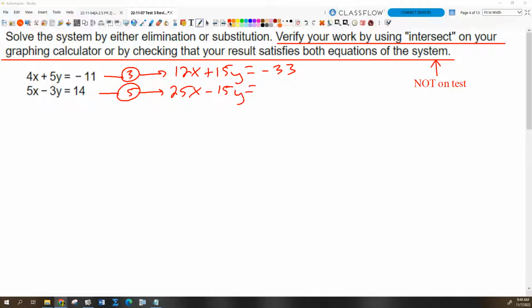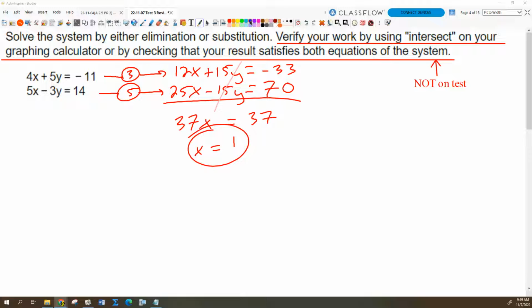There you go. 70. That's a big one. Yeah, well, I won't put you on the spot on that one. Okay, and then that's a good thing here because the 15y's cancel, right? So we end up with 12x plus 25x, which is 37x. And over here, negative 33 plus 70 is, what do you know? 37. So what's x? 1.